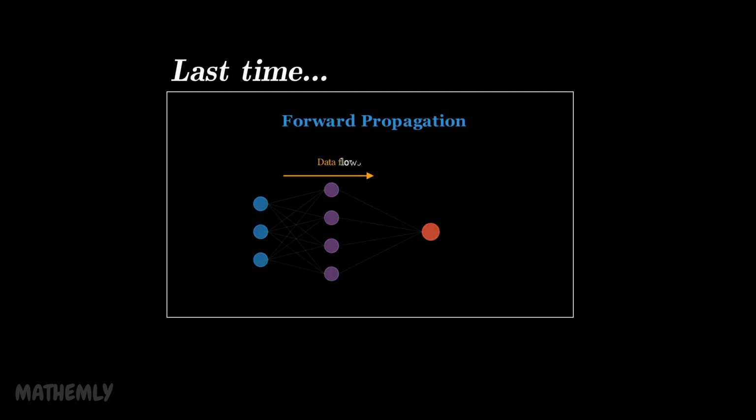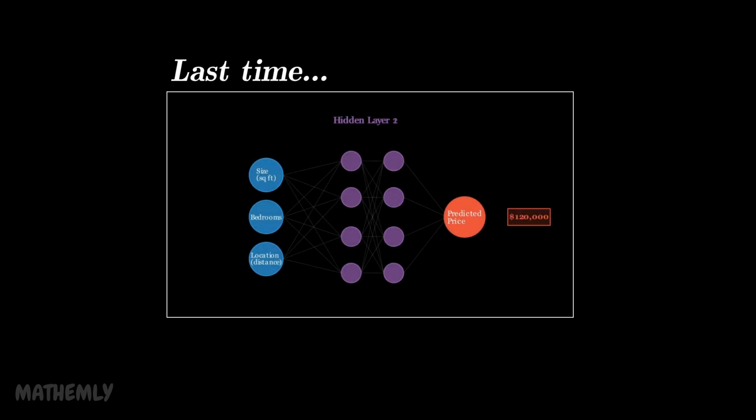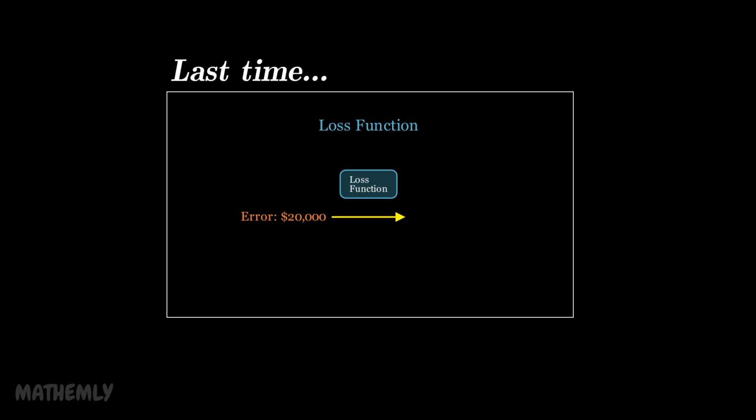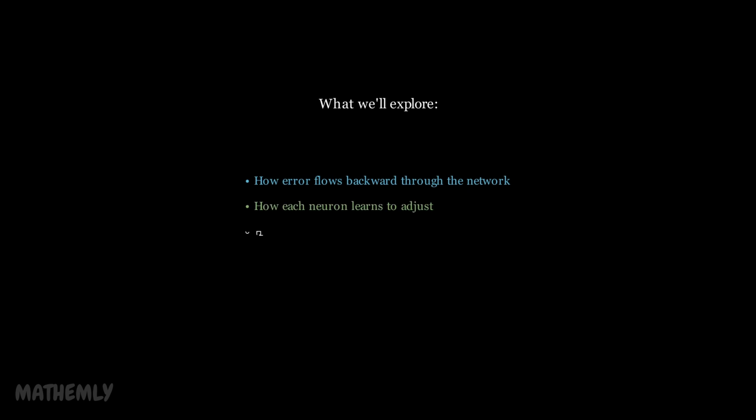So far, we have seen how data flows forward through a network, how a prediction is made, and how the loss function measures how wrong that prediction is. But now comes the most important question of all. How does the network actually learn from its mistakes? The answer lies in a powerful concept called backpropagation. In this video, we will break down backpropagation step by step and see how error flows backwards through the network, telling each neuron how to adjust its weights and biases. So let's dive in.